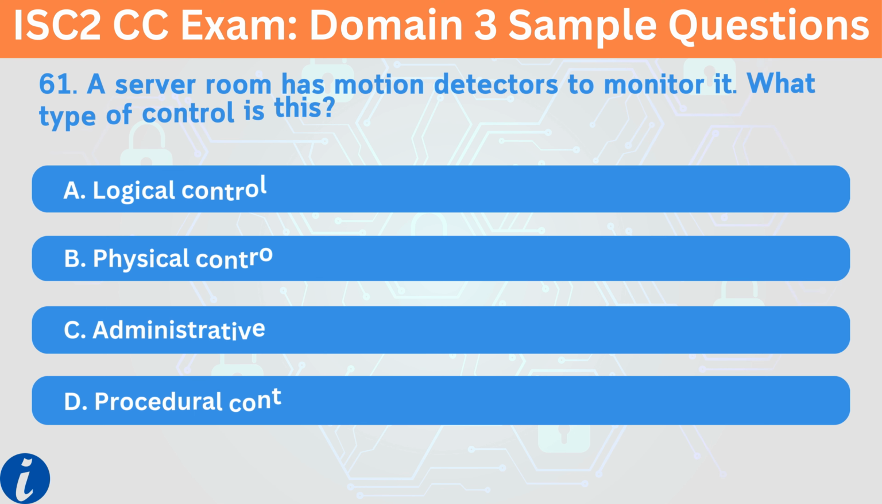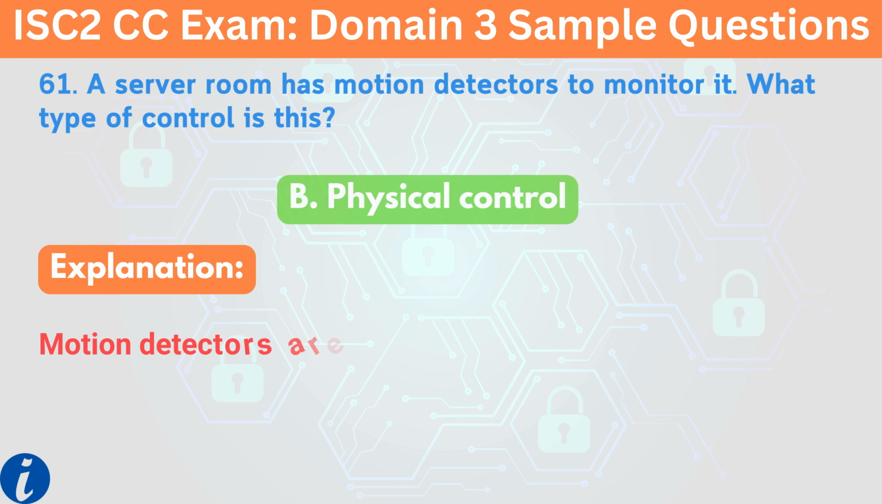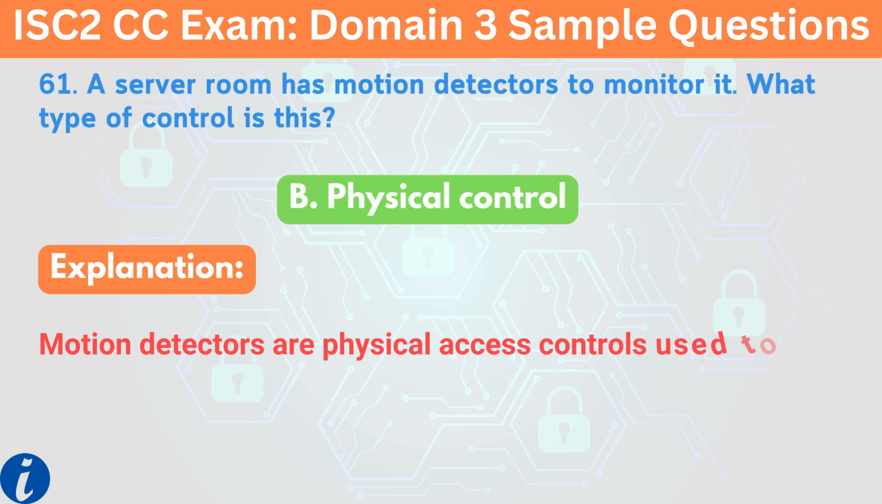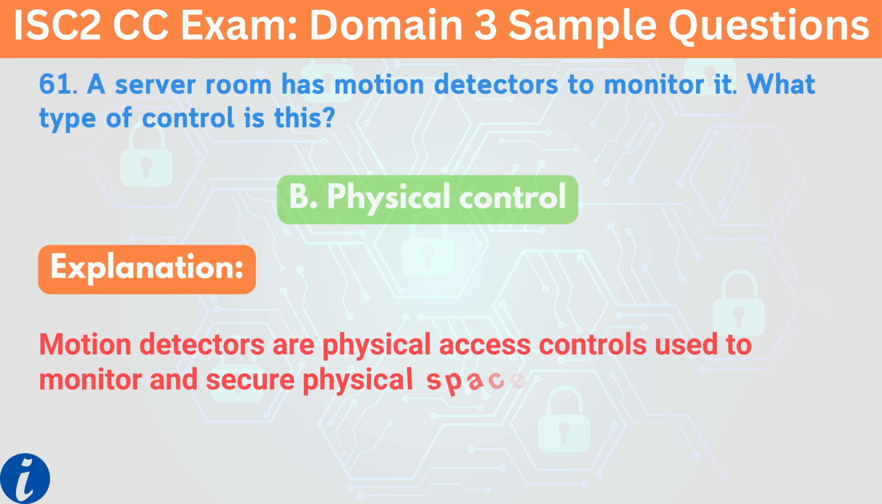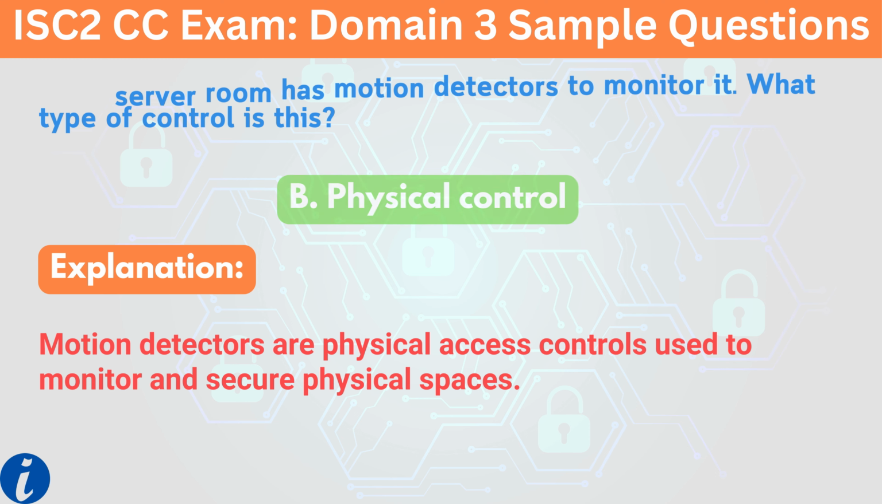61. A server room has motion detectors to monitor it. What type of control is this? A. Logical control. B. Physical control. C. Administrative control. D. Procedural control. The correct answer is B. Physical control. Explanation: motion detectors are physical access controls used to monitor and secure physical spaces.